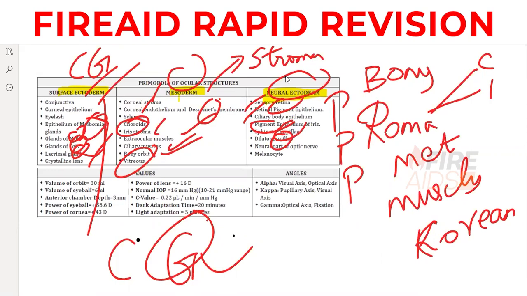Other than that, easily you can remember sensory retina. Sensory means it's going to be neuro. You don't have to think much. So I don't think they'll be asking that question. And melanocyte almost never appears in your MCQ. So all you need to know is these pigment, pupillae, you're going to remember that.